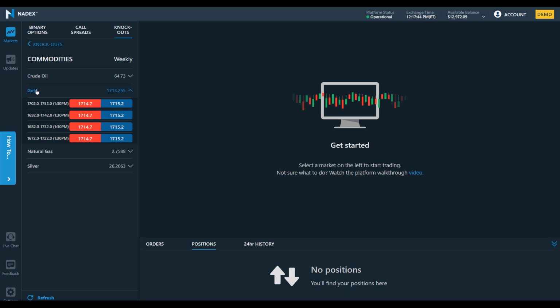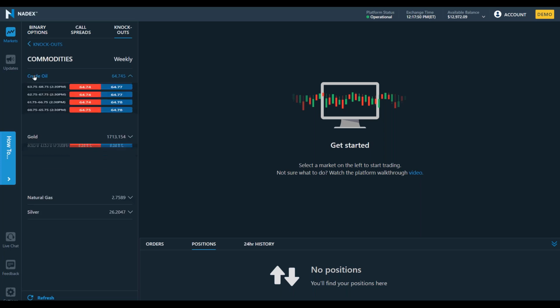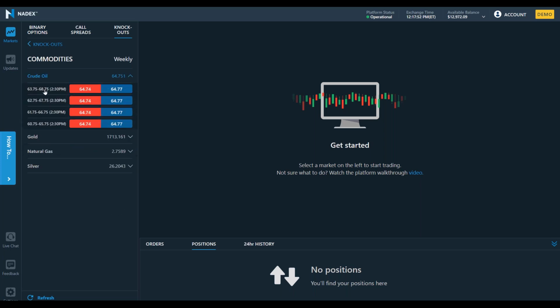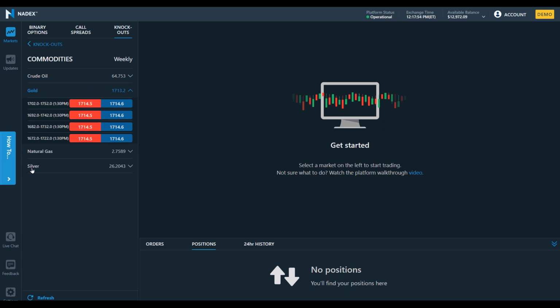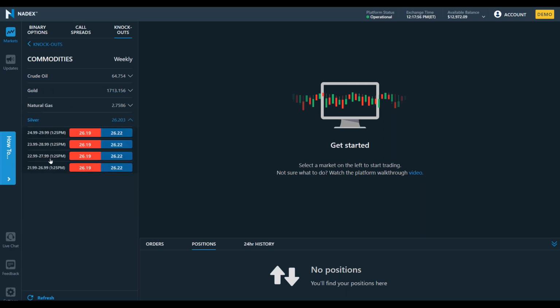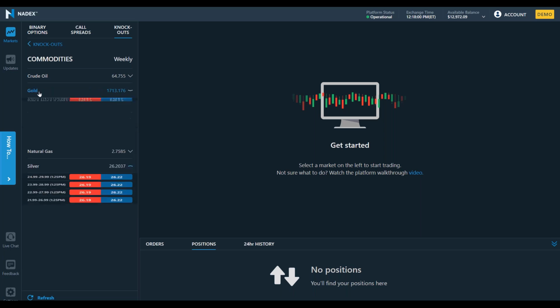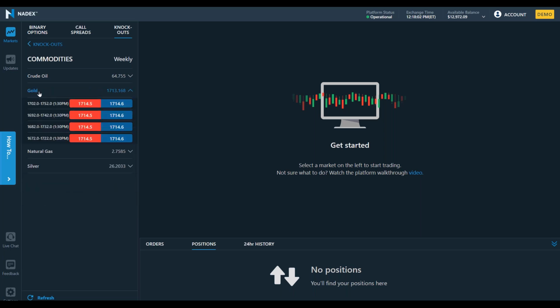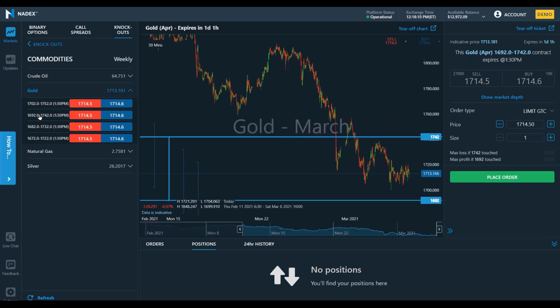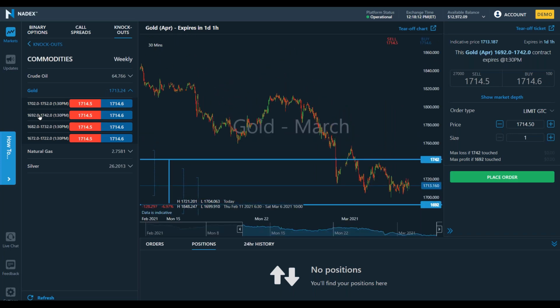When I click on any one of our knockouts, you'll notice that there are 4 knockouts beneath every single one of these. Whether I'm trading crude oil, gold, silver, you will usually have a variety of 4 choices. Once I can see my choices, it actually doesn't matter which one I click on to bring up a chart.